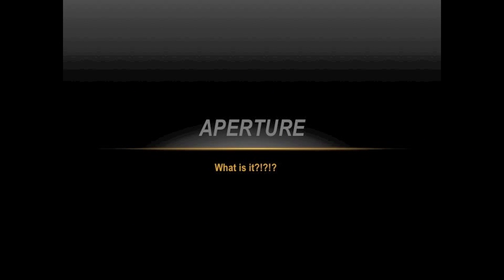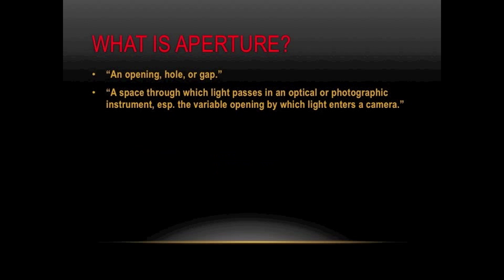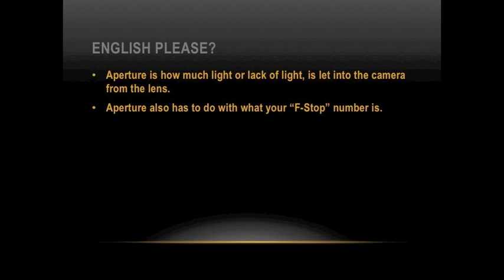Today's episode: aperture, and what is it? So what is aperture? An opening, hole, or gap, a space through which light passes in an optical or photographic instrument, the variable opening in which light enters a camera. Okay, seriously, English please? Aperture is how much light or lack of light is let into the camera from the lens. Aperture also has to do with what your f-stop number is.